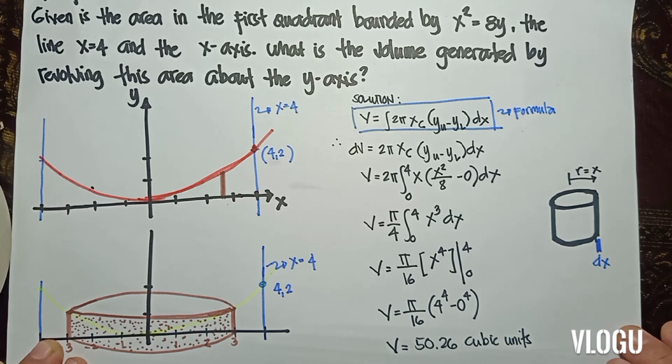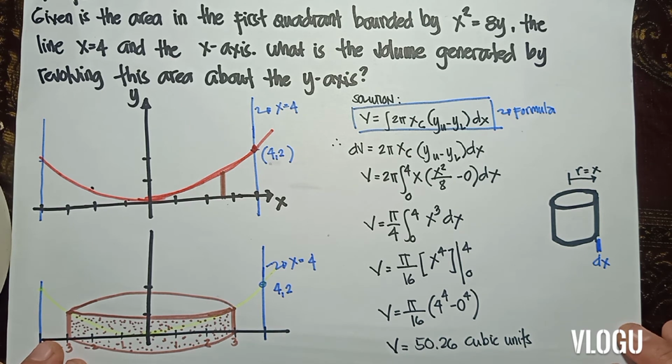The next example that is given is the area in the first quadrant. Okay. So the area that we are going to consider, at the first quadrant, is bounded by x squared equal to 8y, the line x equal to 4, and the x-axis. What are the boundaries for this given? So the boundaries for this problem are the parabola, a line, and the x-axis.